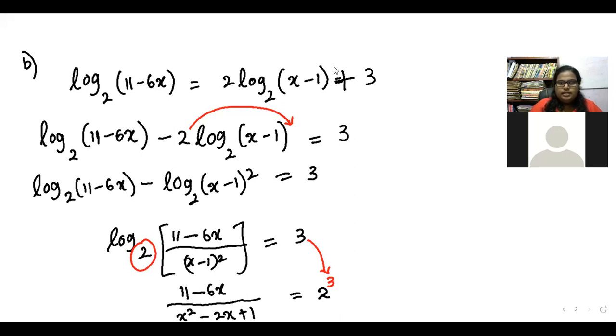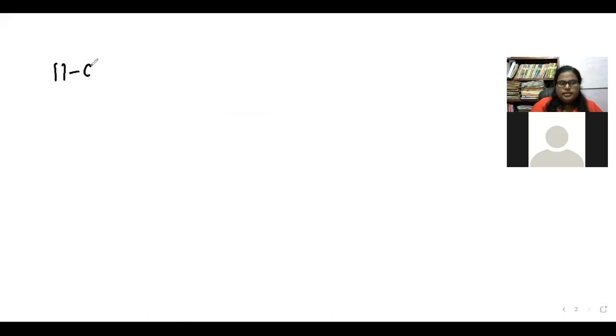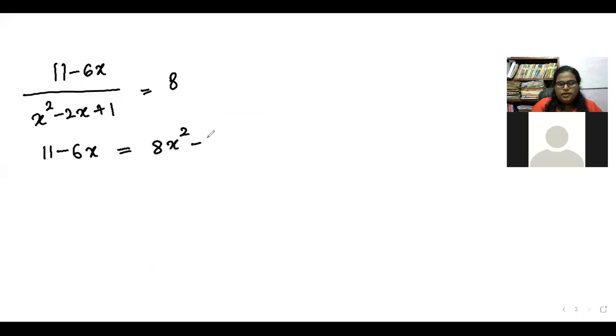So we can simplify this one, as now it is a very normal quadratic equation. 2 to the power 3 means 8. So we can write this as (11 minus 6x) divided by (x squared minus 2x plus 1) equals 8. So we can multiply this out like this: 11 minus 6x equals 8x squared minus 16x plus 8, right?